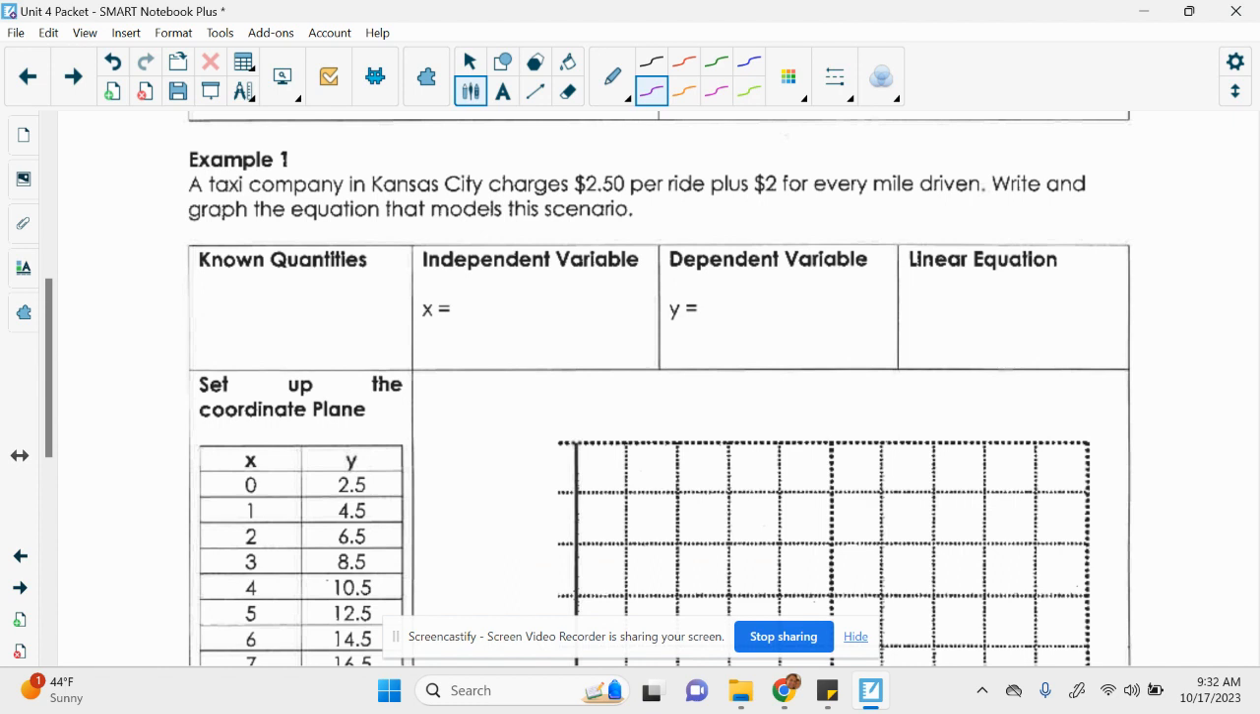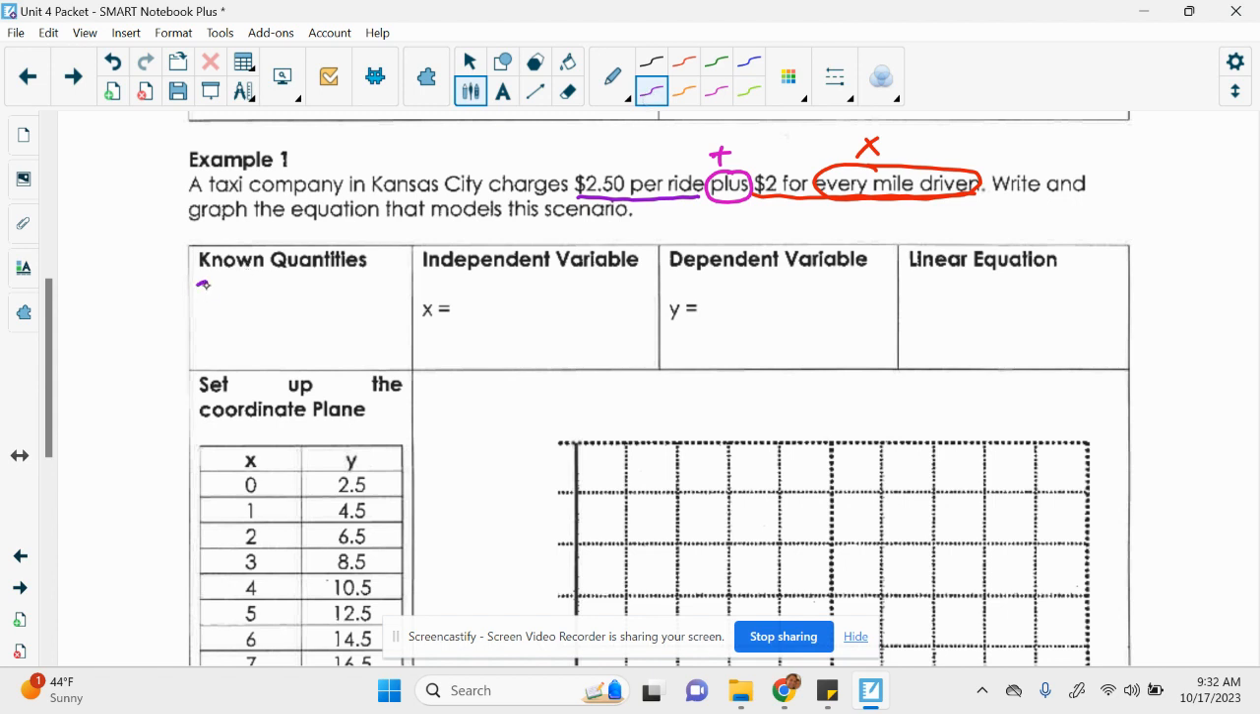Number one, it says a taxi company in Kansas City charges $2.50 per ride. So that means to get into the car, it's $2.50 plus $2 for every mile driven. Now, every mile driven, we don't know how many miles. So odds are miles are going to be our X value. Now it says write and graph an equation that models the scenario.